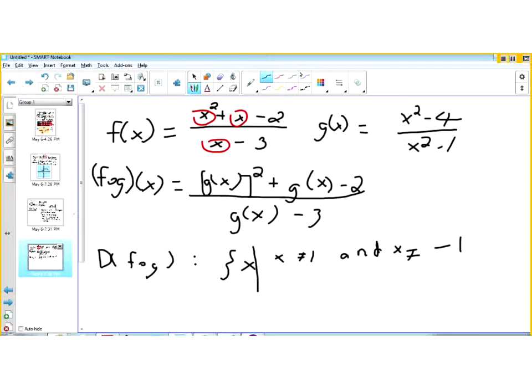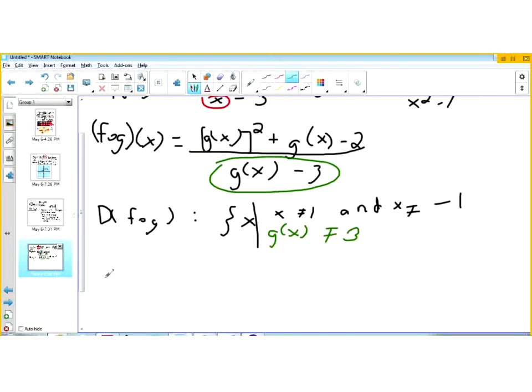Also we have this consideration. What I've circled in green can't be 0. So g of x cannot be 3. So you'll have to solve this equation, x squared minus 4 divided by x squared minus 1 equals 3. Whatever values of x you find by solving this equality, you'll have to stick in here as omitted values of x for the domain.